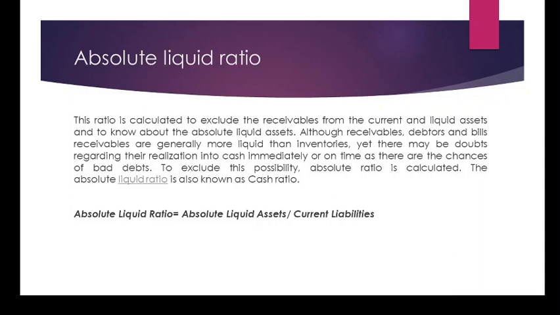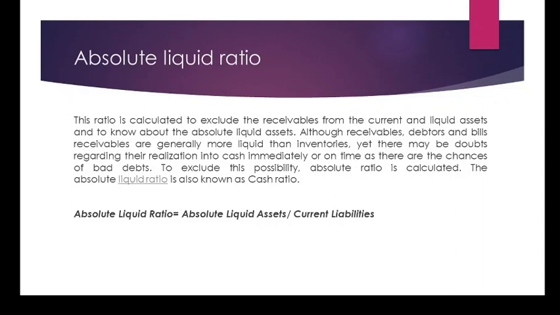Now coming to the third important liquidity ratio, that is absolute liquid ratio. This ratio is calculated to exclude the receivables from current and liquid assets and to know about the absolute liquid assets. So this ratio is the relationship between absolute liquid assets and current liabilities. And absolute liquid assets are calculated by subtracting debtors and bills receivables from the liquid assets.